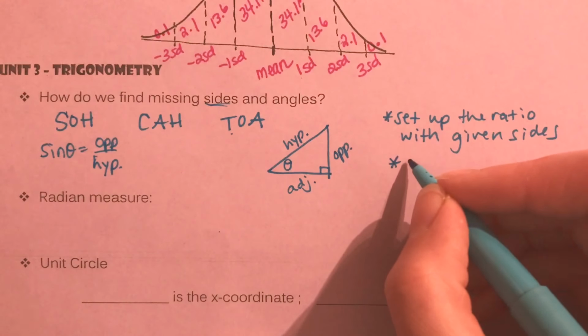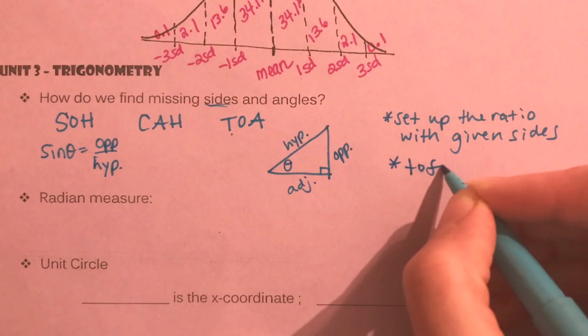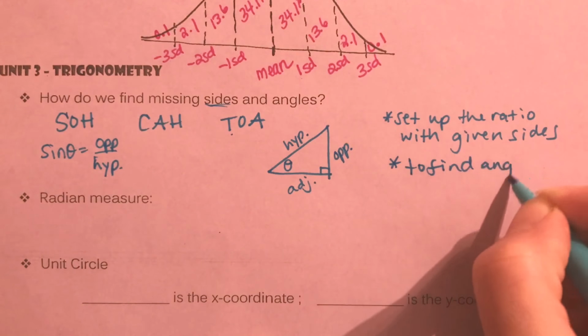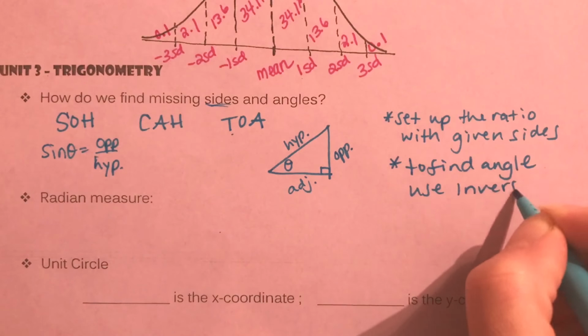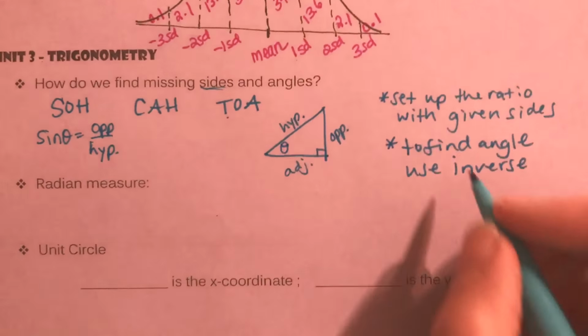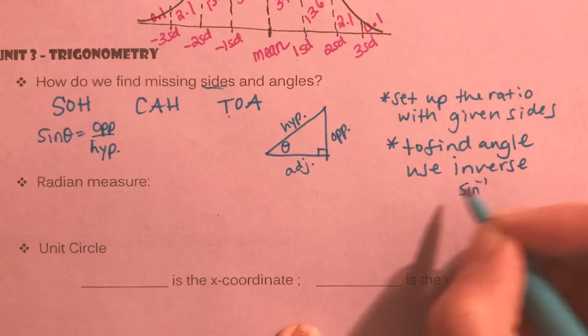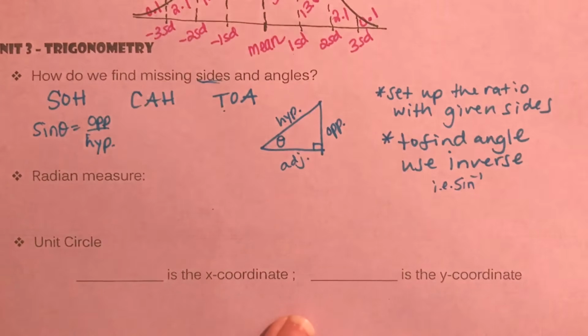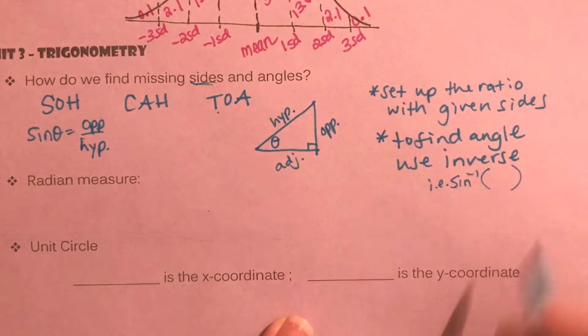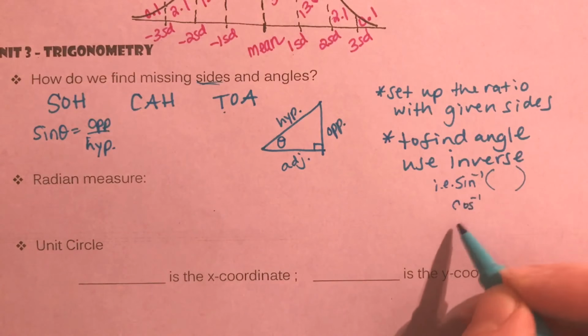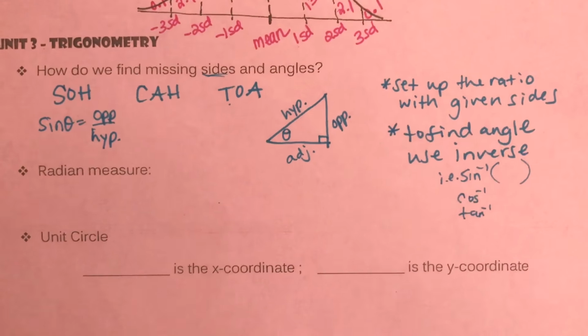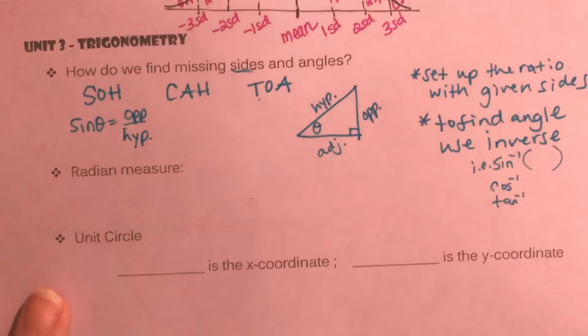But if you want to find an angle, then that is when you're going to use inverse. So for example, sine inverse. And then your ratio would go inside of there. Or cosine inverse, or even tan inverse. And those you can find in your calculator.